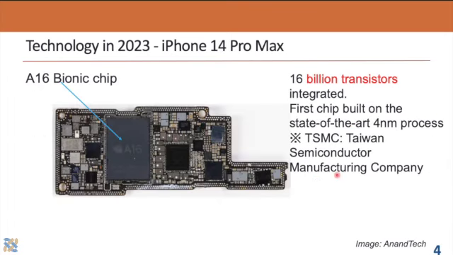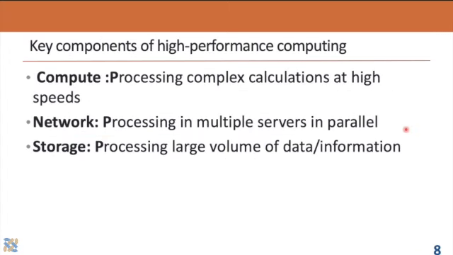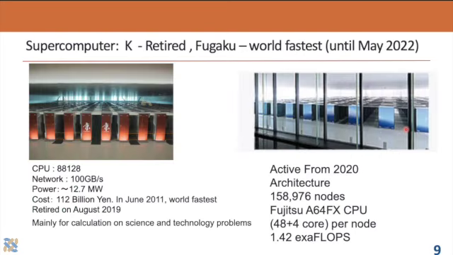Now in 2023, the iPhone 14 Pro Max has 16 billion transistors, and it is the first chip built in state-of-the-art 4 nanometer technology. So this is the change that I want to show you from the early video to this video. If you think about the parameters, the computing speed, the networking and storage, everything is increasing to improve the performance of a computer.